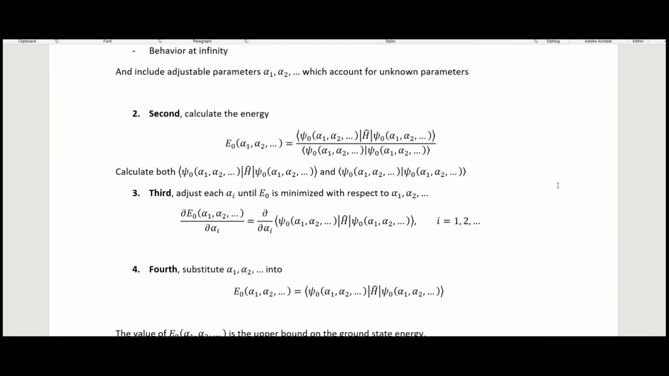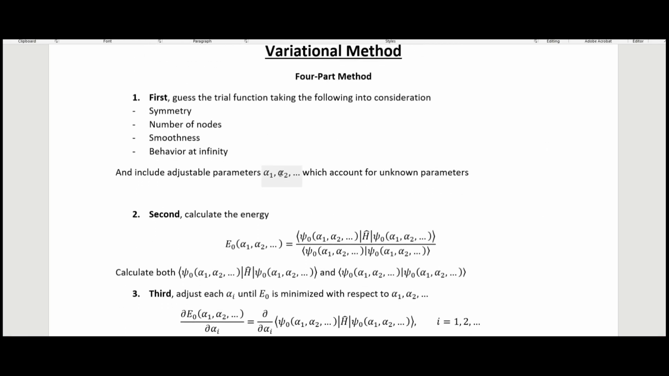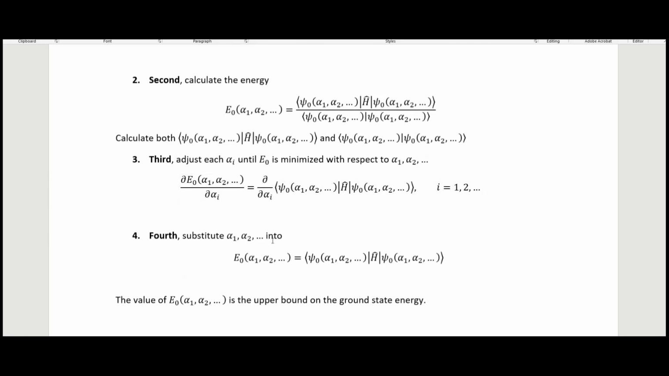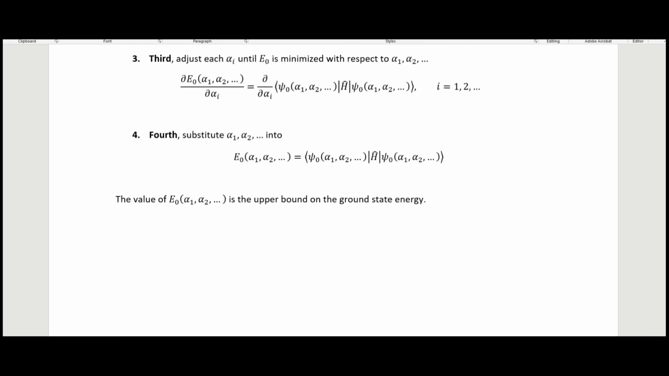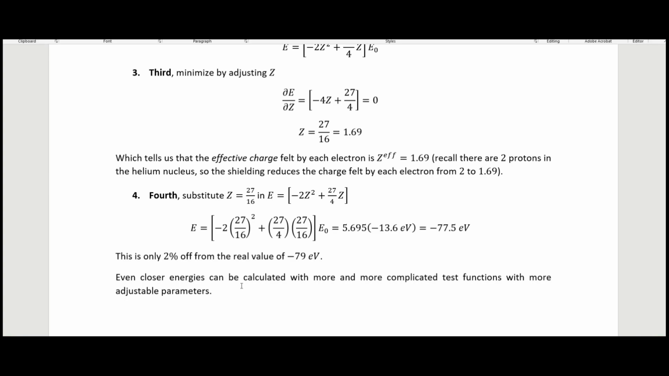Still, the take-home message is this 4-part method that I've been applying every time, where we first find our test function, which has adjustable parameters. Then we calculate the energy. We vary the energy with respect to the adjustable parameters to find what the adjustable parameter values are. We put that back into our energy calculation, and that gives us the energy that we are interested in, and we want to keep getting that as close as we can to the experimental value, because that will give us the formula, or the equation, for that energy, and that's what we're looking for here.